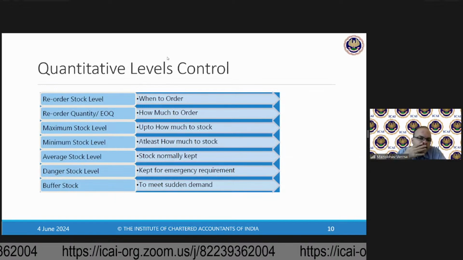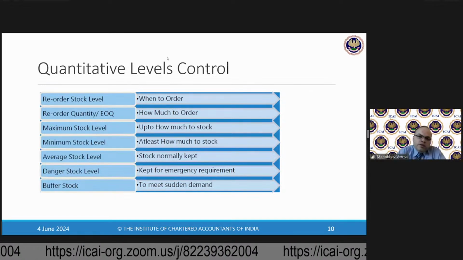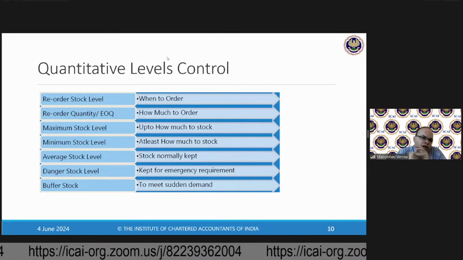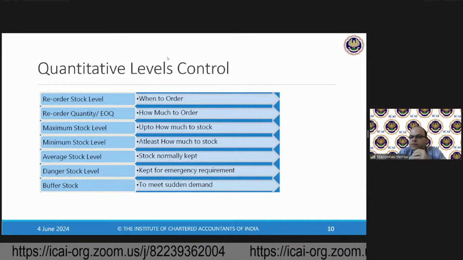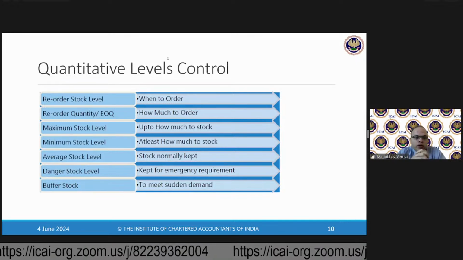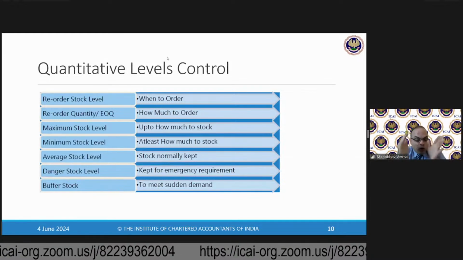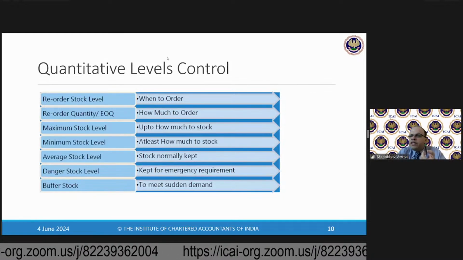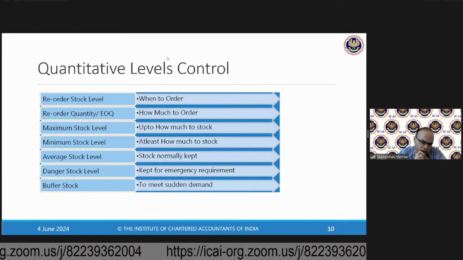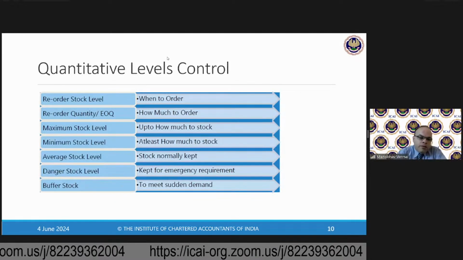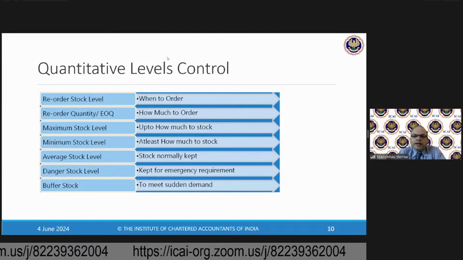But let's understand these levels also. When we discuss all these levels, we're talking about reorder level, when to order, and economic order quantity or reorder quantity, which is how much to order. This is where we are talking about keeping the cost minimum, specifically ordering cost and carrying cost. So let's understand from a graphical perspective, what are we looking at here?